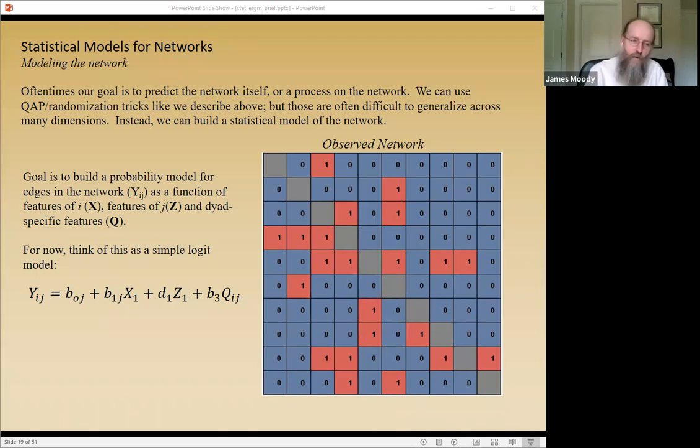This is just a little toy example to help build this kind of intuition. Assume you have an observed network, like you see here in this little adjacency matrix. Is my screen being shared? Yeah, so if everyone can see this funky little observed network.